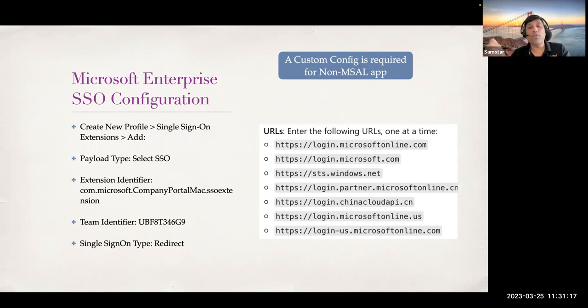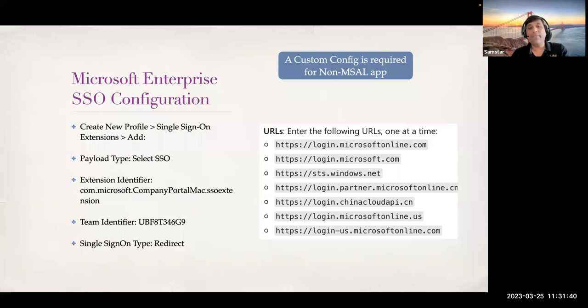When you create a new profile, in the entire payload list, you will see a single sign-on extension. When you click on single sign-on extension, on the right hand side, you have an add button. Click on add, and then you will see payload type. You need to select payload type as SSO, because this is a single sign-on extension.